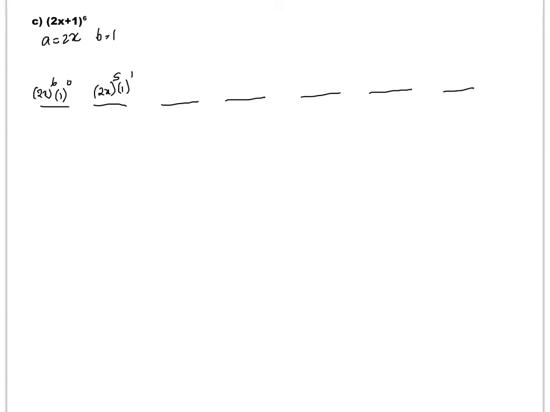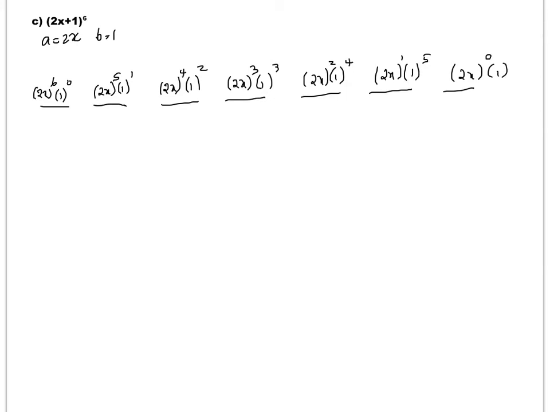Then 2x exponent 5, 1 exponent 1. Remember, the sum of the exponents has to end up to 6. So 2x exponent 4, 1 exponent 2, 2x exponent 3, 1 exponent 3, 2x exponent 2, 1 exponent 4, 2x exponent 1, 1 exponent 5, 2x exponent 0, 1 exponent 6.